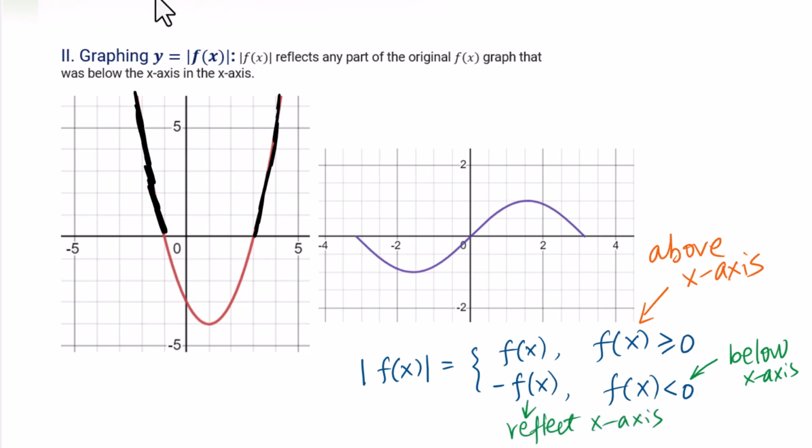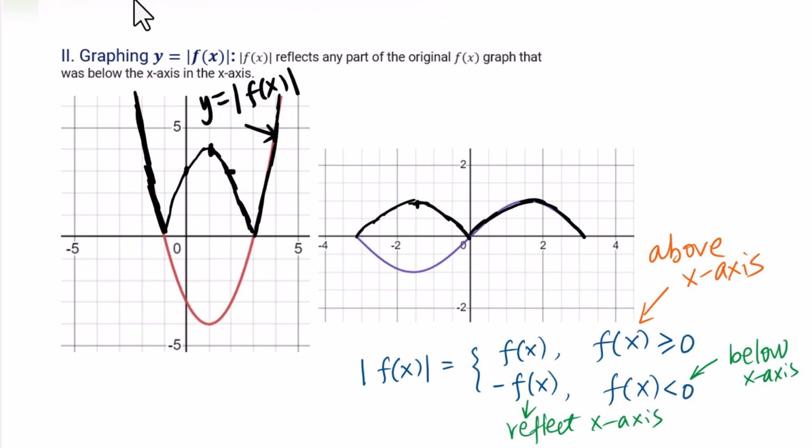1, 2, 3, 4. 1, 2, 3, 4 here. 1, 2, 3 here. Connect. Second graph. The graph above the x-axis stays the same. The graph below the x-axis will reflect across the x-axis. It's y equals absolute value of f of x.